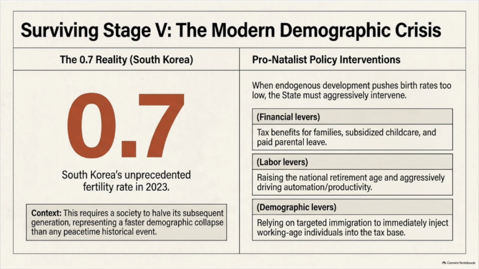Financial levers include tax benefits for families, subsidized childcare, and paid parental leave. Labor levers include raising the national retirement age and aggressively driving automation and productivity. And demographic levers involve relying on targeted immigration to immediately inject working age individuals into the tax base.